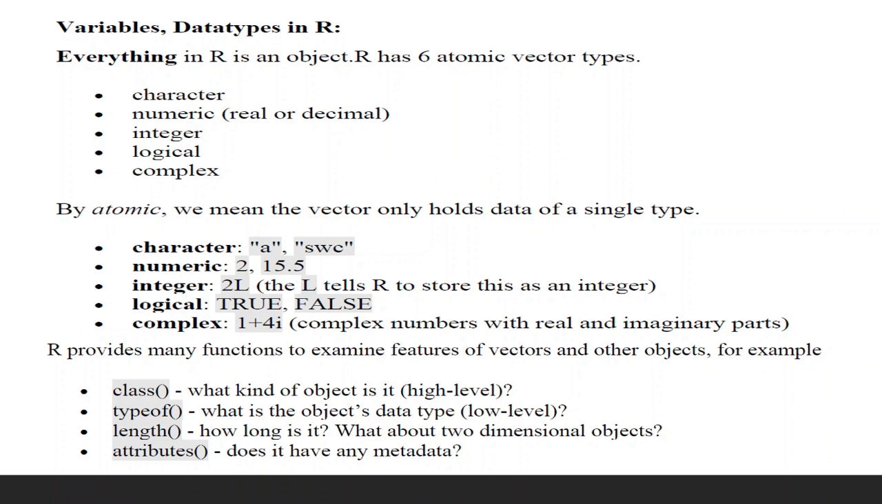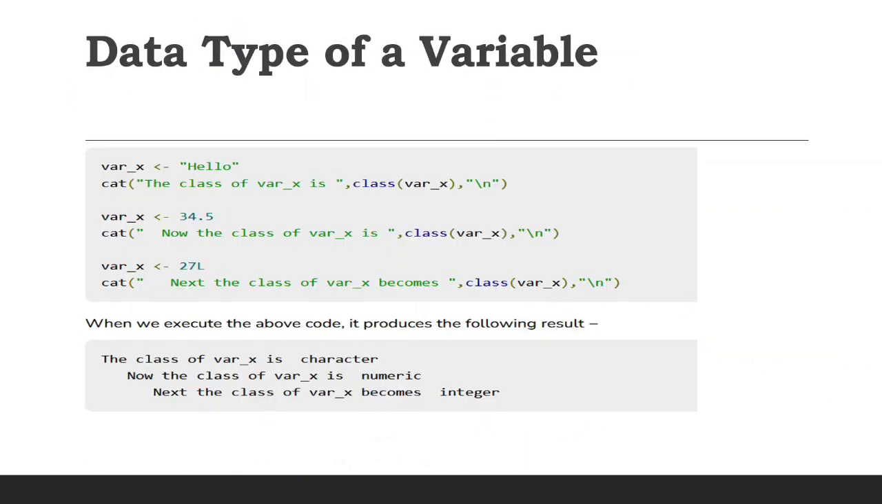Okay, and if you want to go low level, the type of the object can also be known using the typeof function. The length can be observed using the length function, and if a particular data object has any attributes or metadata, it can be displayed with the attributes function. Okay. Then data type of a variable.